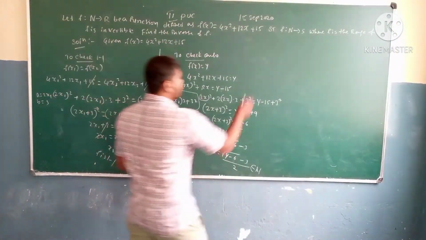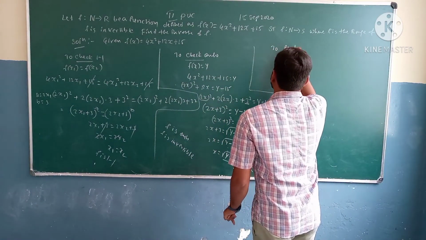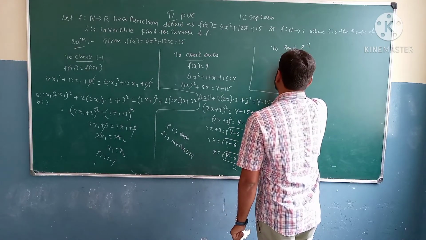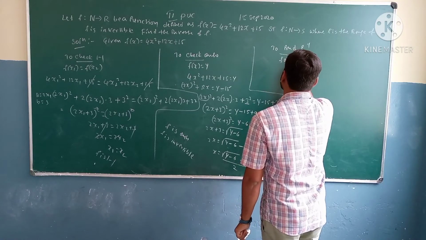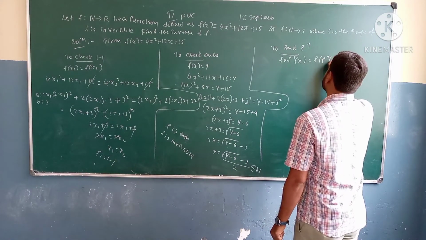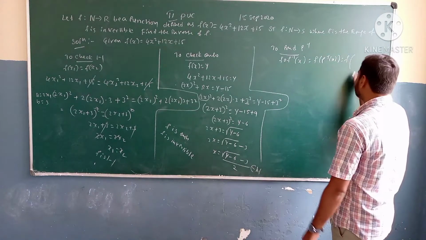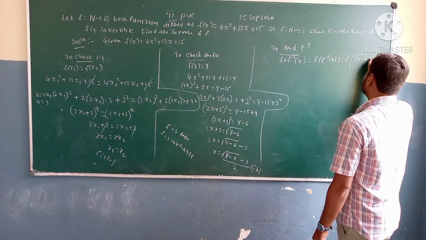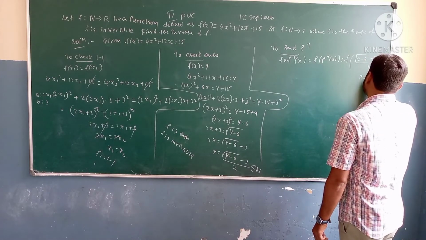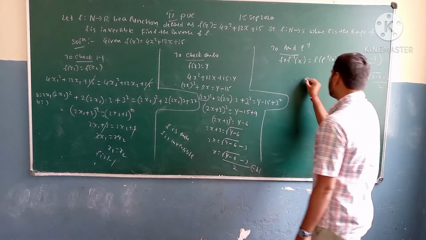So to find f inverse, I am taking f inverse of x. So what is the value of f inverse of x? We can write root of x minus 6 minus 3, divided by 2. So just now assigning p is equal to root of x minus 6 minus 3 divided by 2. So it can be written as f of p.